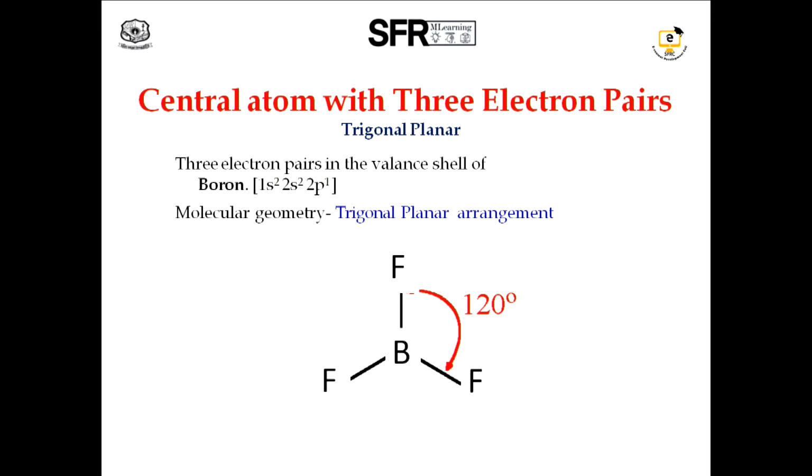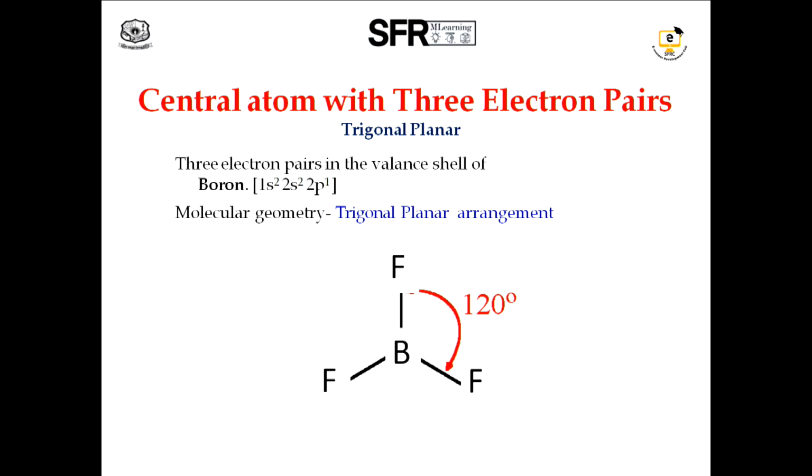Second example, the central atom with 3 bond pair electrons. The example is boron trifluoride. This is an electron deficient compound. We set the central atom; the central atom is boron. So, this is an AB3 type molecule. The electronic configuration of boron is 1s2 2s2 2p1. The valence electrons present in the valence shell are 2s2 2p1. So there are 3 bond pair electrons, and the geometry is a trigonal planar arrangement. The bond angle is 120 degrees.